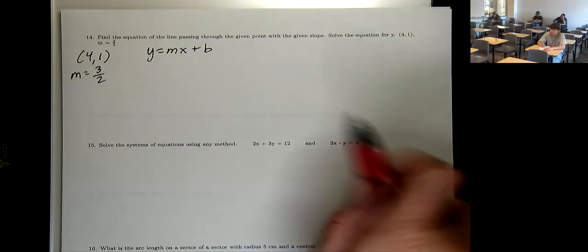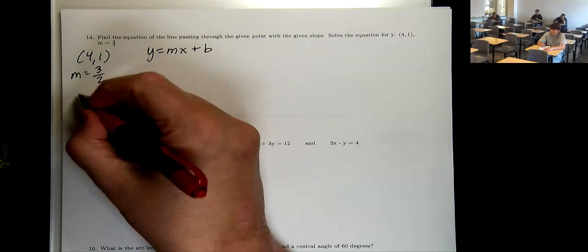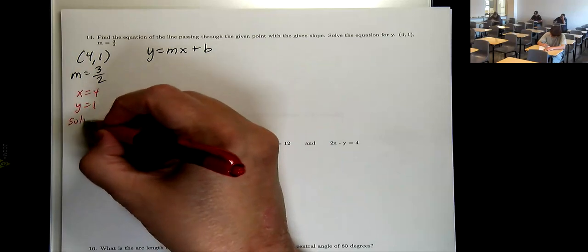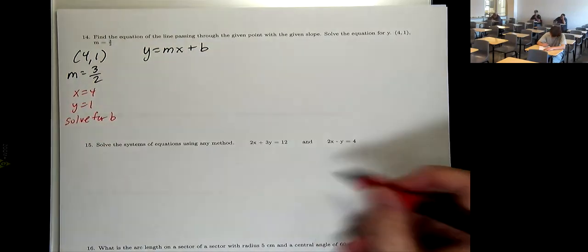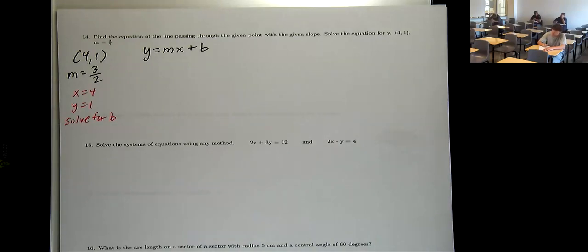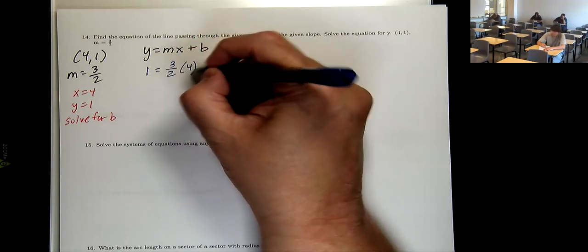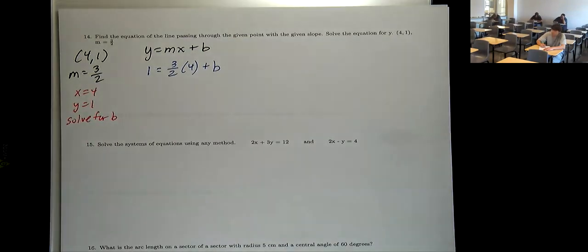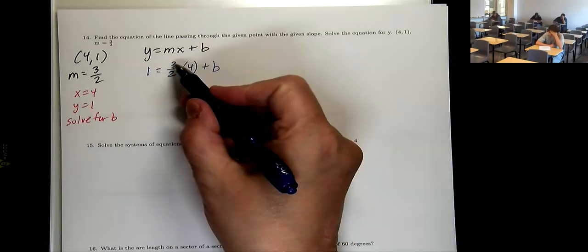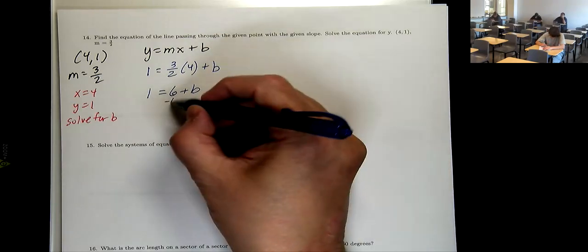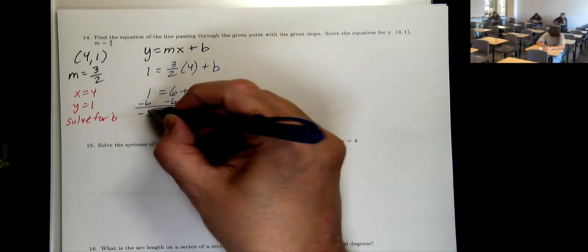If I wanted to use this, I have m = 3/2, my x is 4, and my y is 1. I need to solve for b. I'll set that up real quick: 1 = 3/2 times 4 + b. This ends up being 12/2, which is 6. So 1 = 6 + b. I subtract 6 and I get b = -5.